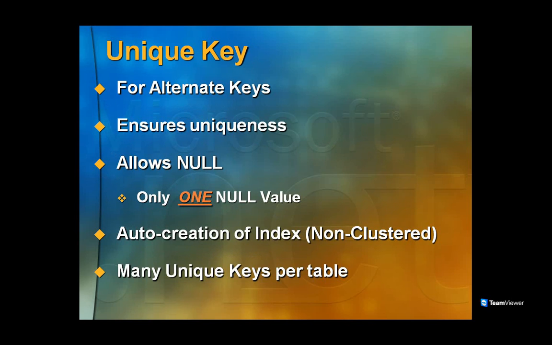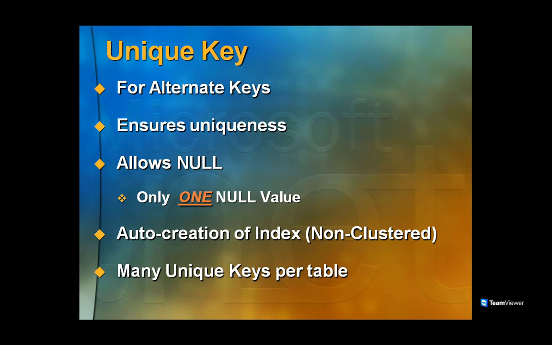Now, what is an alternate key? An alternate key is known as a unique key. It ensures uniqueness and allows a null value. How many null values does it allow? Alternate keys allow only one null value. It automatically creates a non-clustered index, which we discuss later. And you can have many unique keys per table.